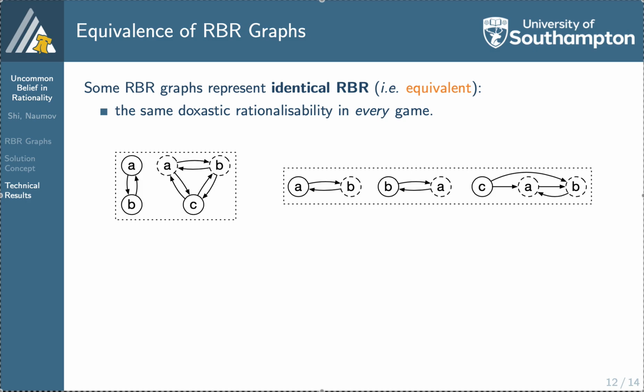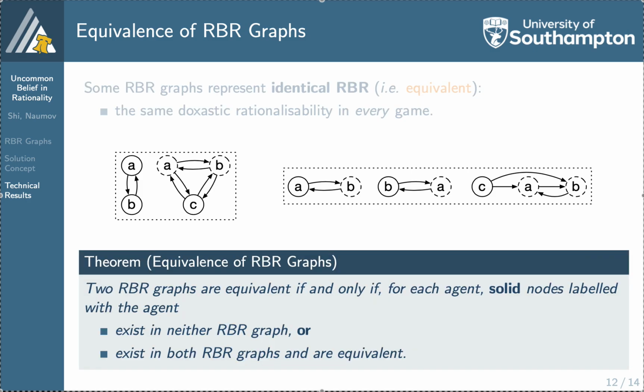We also notice that some RBR graphs may represent identical RBR. For instance, the right RBR graph illustrates RBR of each agent separately, but both RBR graphs capture that RCBR exists between A and B, and C believes RCBR exists among A, B, C. Formally, we define two RBR graphs to be equivalent if they lead to the same disaster rationalizability in every game. We prove that two RBR graphs are equivalent if and only if, for each agent, solid nodes labeled with this agent either exist in neither graph or exist in both graphs and are equivalent. That is, either the agent is irrational in both graphs or is rational and has the same belief in both graphs.